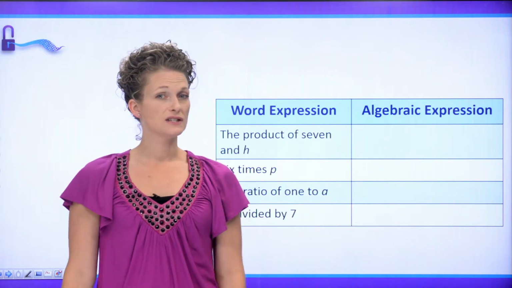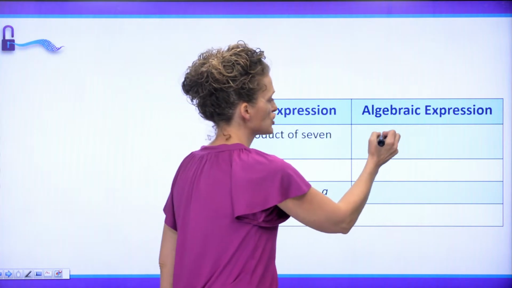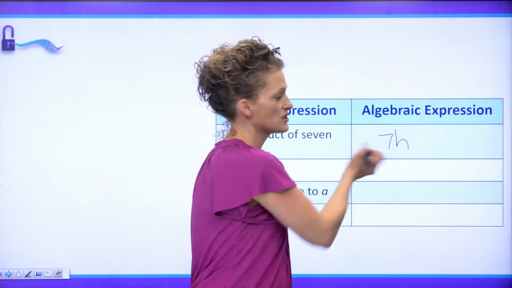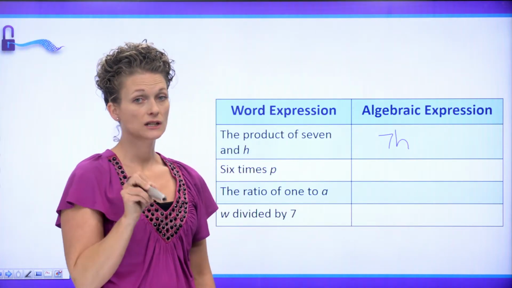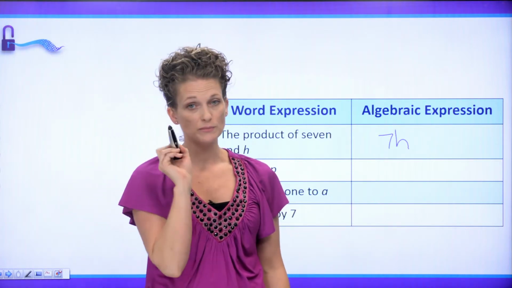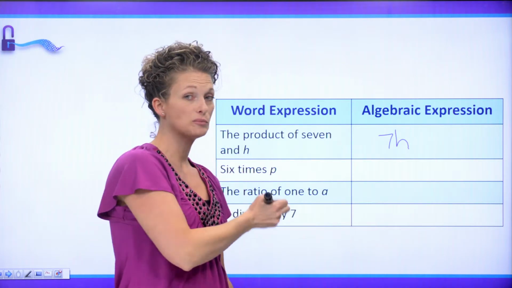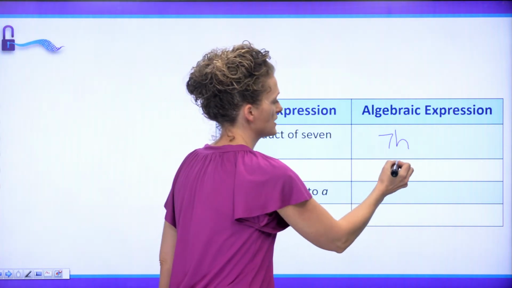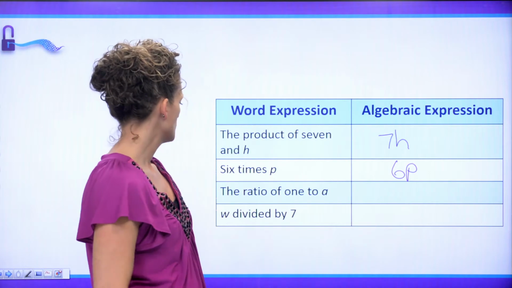The product of 7 and h, remember product means multiply. So the product of 7 and h, 7 and h. Notice there is no symbol in between. That is very common in mathematics. When you do not see a symbol, it is understood to always be multiplication. So if you want something different than multiplication, you have to put the sign there. But if there's no sign, multiplication. 6 times p, again, multiplication. No sign in between means multiply.